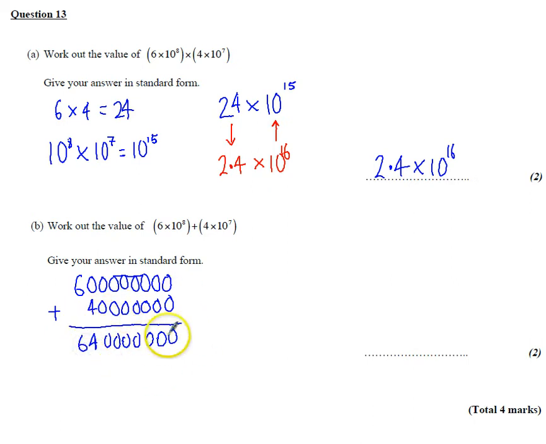So all we've got to do now is convert this back to standard form, which is 6.4, and then work out where the decimal point is. It's going to move 1, 2, 3, 4, 5, 6, 7, 8. So times 10 to the power of 8. And then we're done.